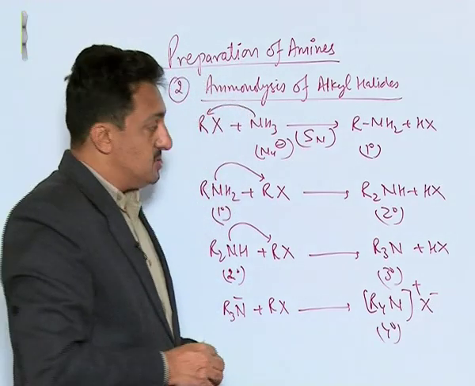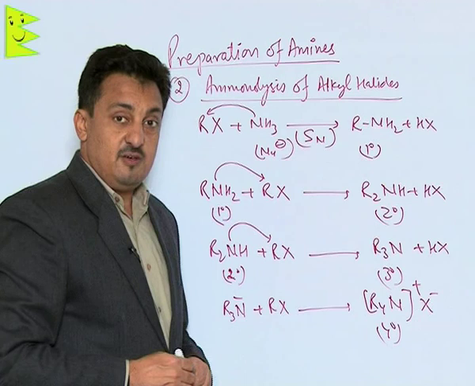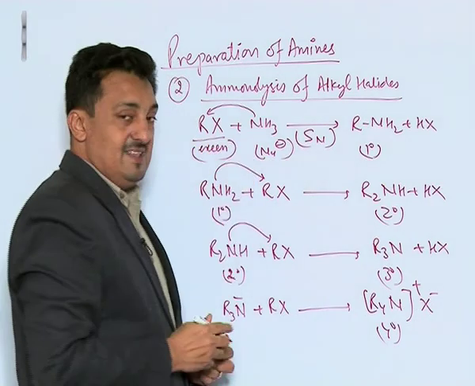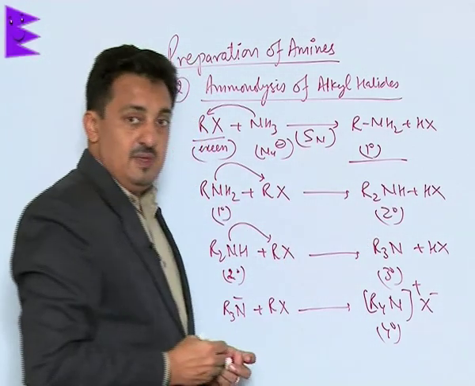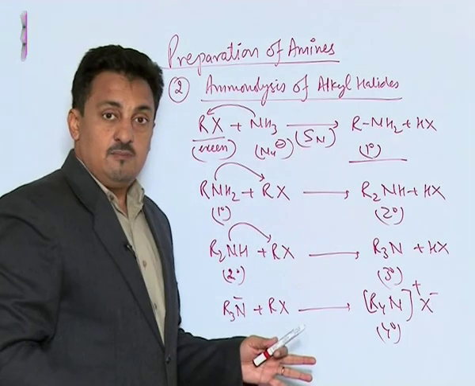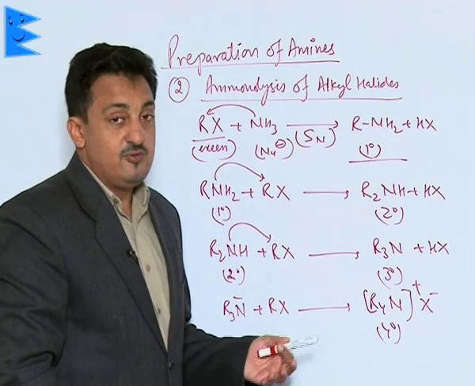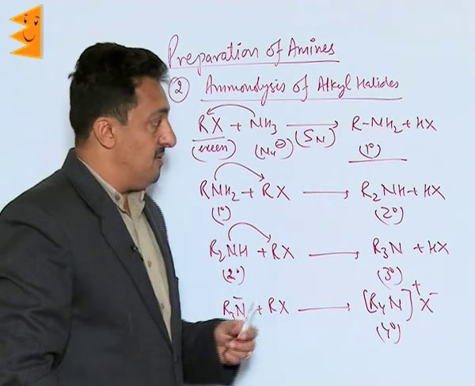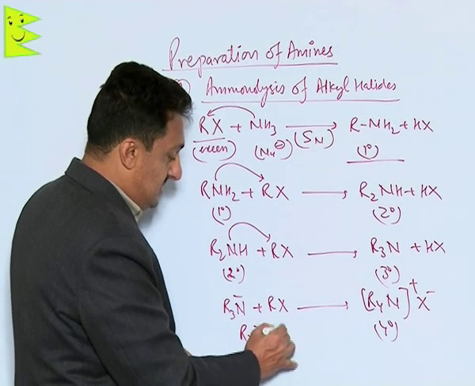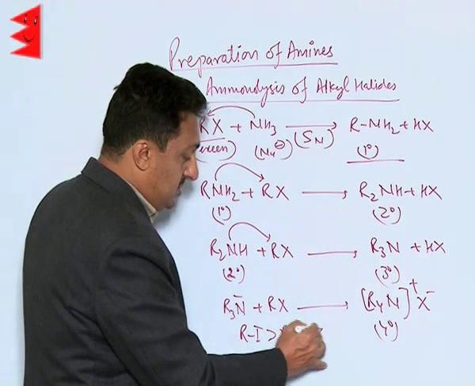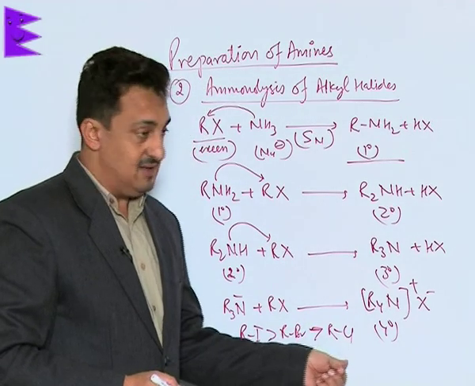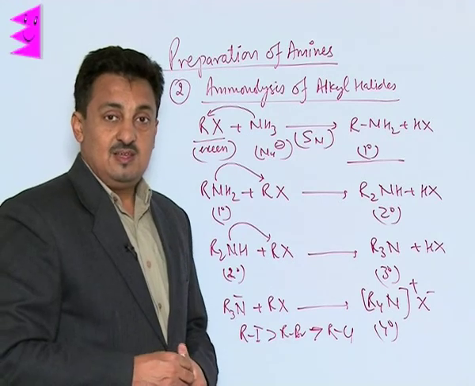4-degree or quaternary ammonium salt. So a mixture of these four types of amines is formed if the alkyl halide is taken in excess. If ammonia is taken in excess, the reaction will stop here only. But we usually don't prefer this reaction because it gives us a mixture of different amines, so we cannot use it to prepare any particular amine. One more thing to remember is that the reactivity of the alkyl halide is in this order: most easy to break is the R-I bond, then RBr, and the least is RCl. So this is how we can prepare alkyl amines.